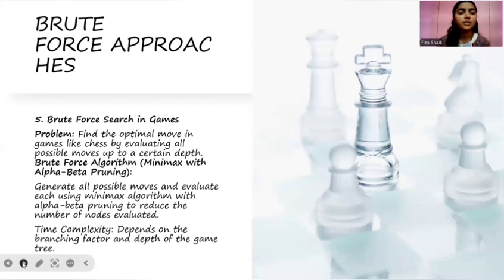The fifth one is brute force search in games. Problem is to find the optimal move in games like chess by evaluating all possible moves up to a certain depth. Brute force algorithm minimax with alpha beta pruning. Generate all possible moves and evaluate each using minimax algorithm with alpha beta pruning to reduce the number of nodes evaluated. The time complexity depends on the branching factor and depth of the game tree.